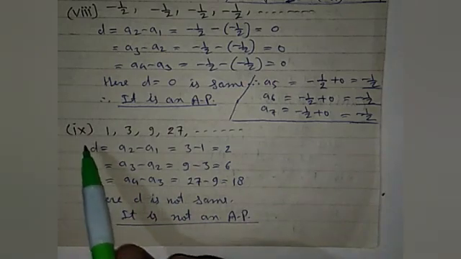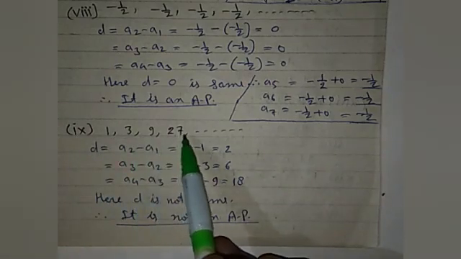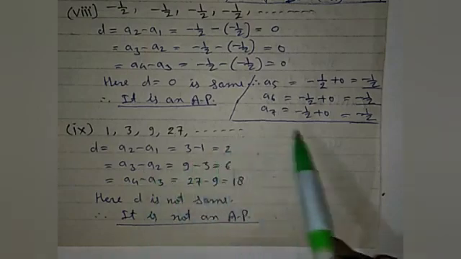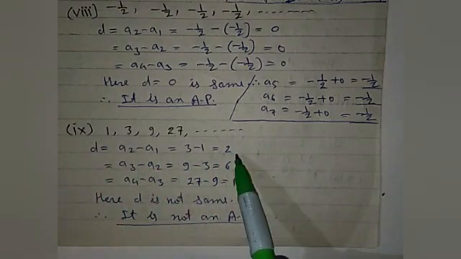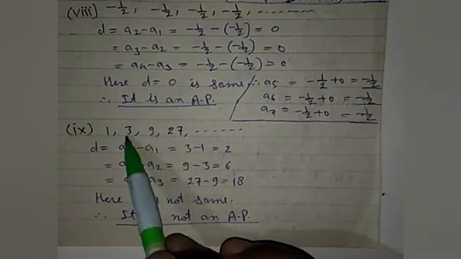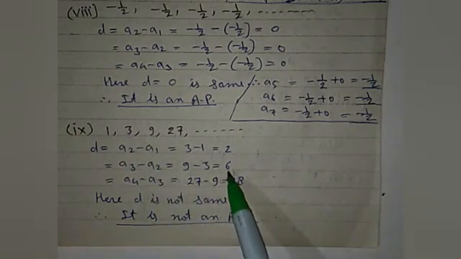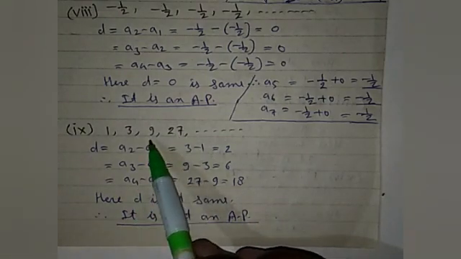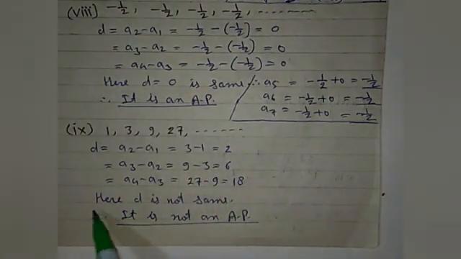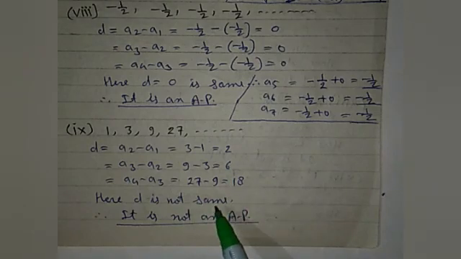In the 9th part, the series is 1, 3, 9 and 27 and so on. Here the difference D is equal to A2 minus A1 equal to 3 minus 1, that is equal to 2. A3 minus A2 means 9 minus 3, which is equal to 6. Then A4 minus A3, which is equal to 27 minus 9, that is equal to 18. Since here the common difference D is not the same, it is not an AP.